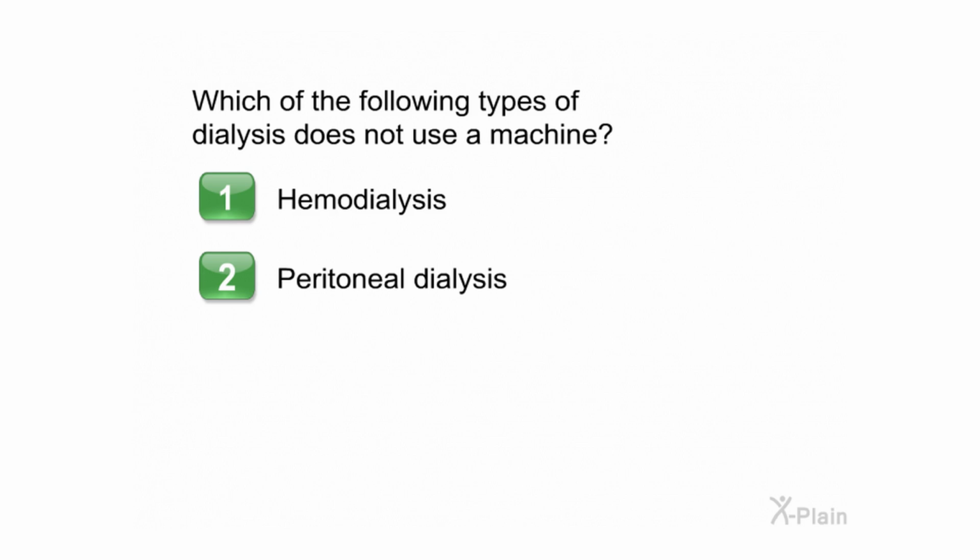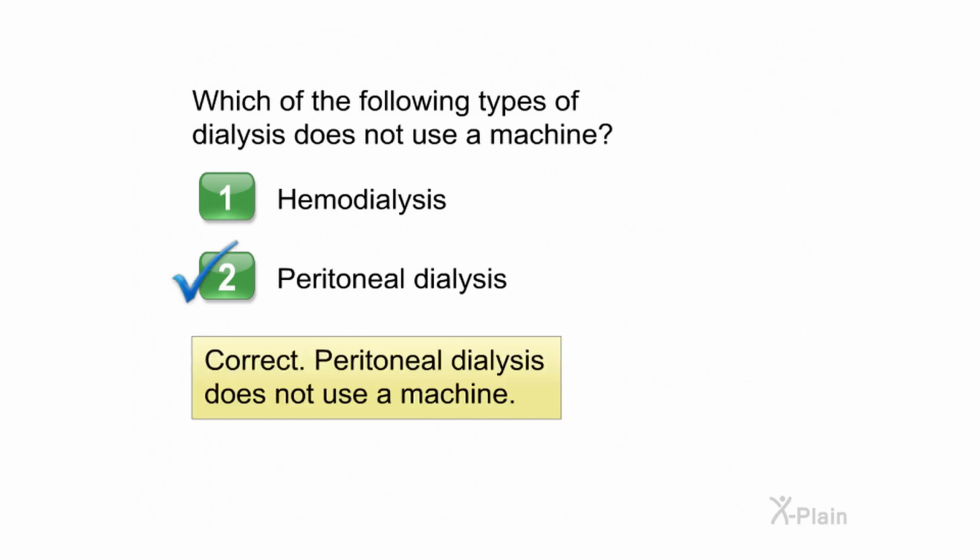Which of the following types of dialysis does not use a machine? Choose one of the following options. 1. Hemodialysis. 2. Peritoneal dialysis. Correct. Peritoneal dialysis does not use a machine.